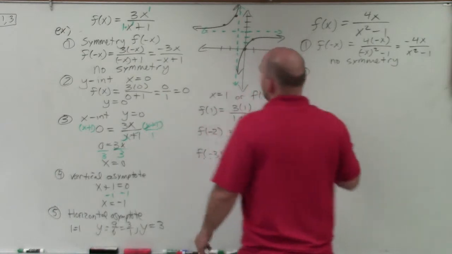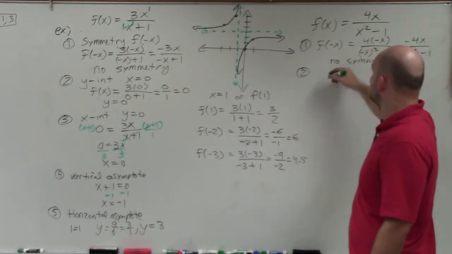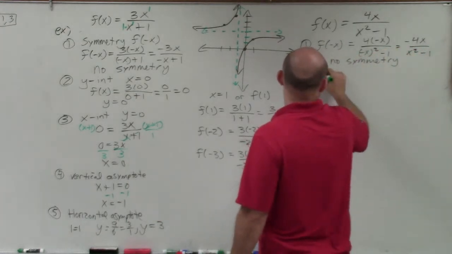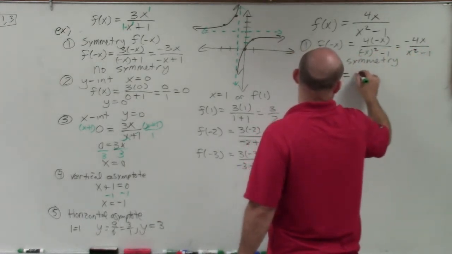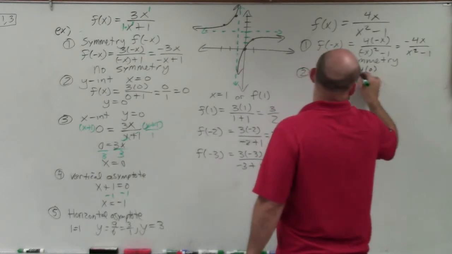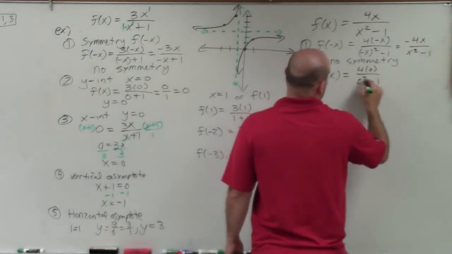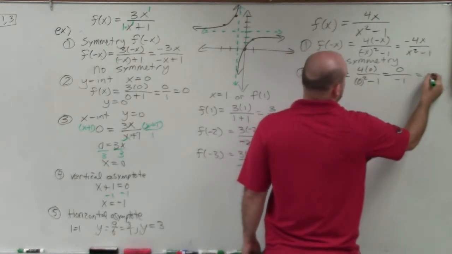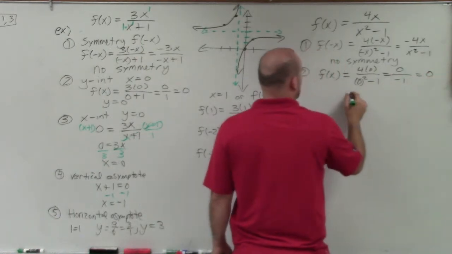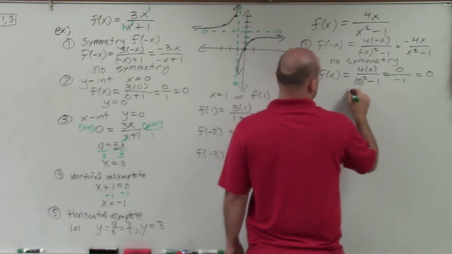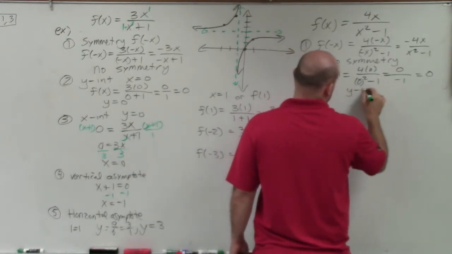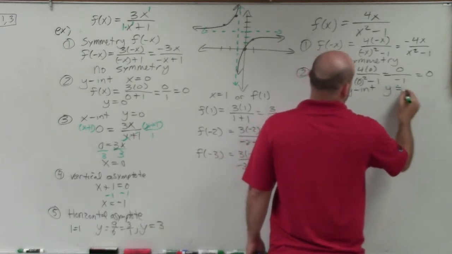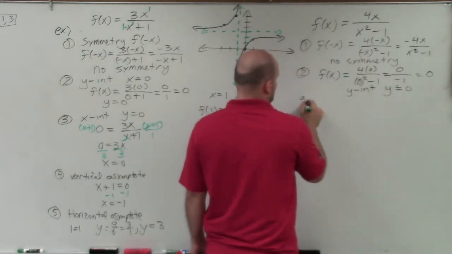OK, again, step number 2, find the y-intercept. So for the y-intercept, you're just going to plug 0 in for x. So I'm going to do f of x equals 4 times 0 over 0 squared minus 1. Well, I have 0 over 0 squared minus 1, which is negative 1, which is 0. So my y-intercept is y equals 0, or f of x equals 0.